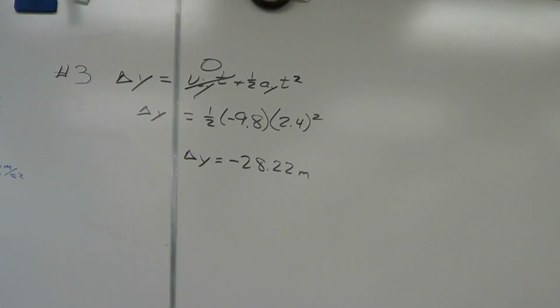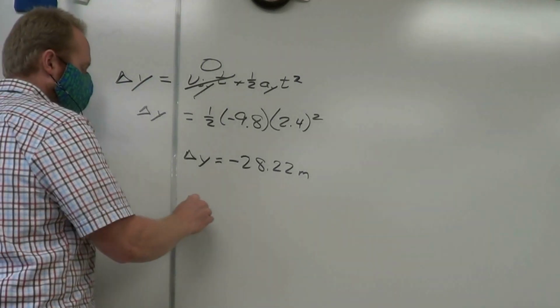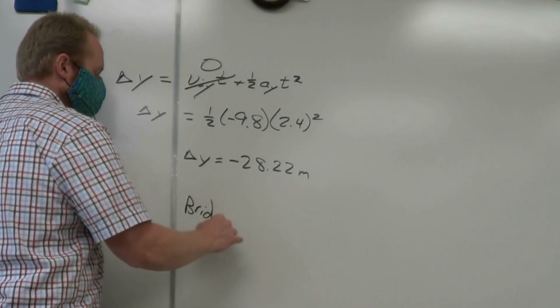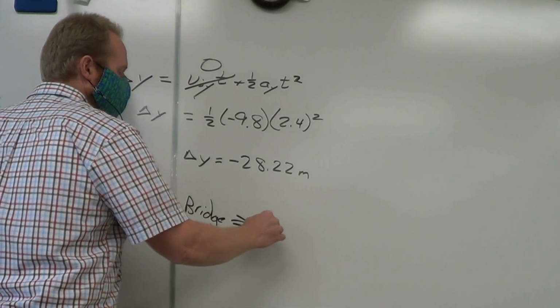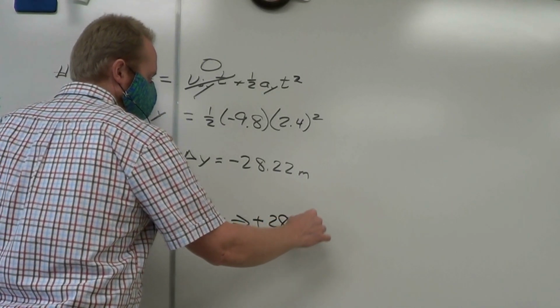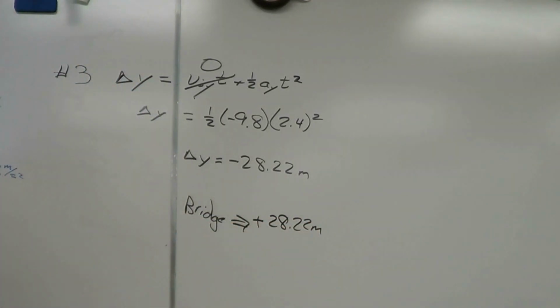But the question isn't asking how far did the rock go down. What it's really asking is how high was the bridge. So the bridge is positive 28.22 meters, right? The bridge isn't negative meters tall. So we just have to make sure we address the question. We use the rock to determine the height.